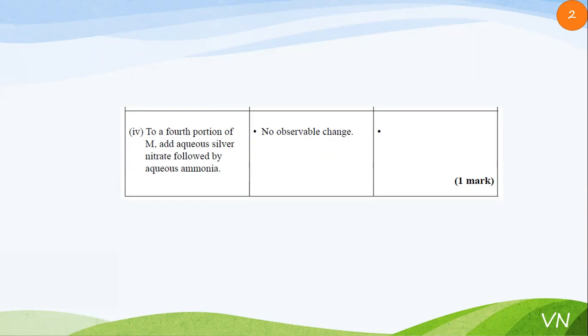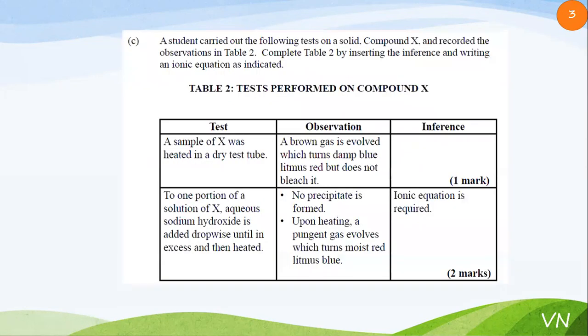Good, so correct, that's all, with no halide present. Or we can also say, you know what, that chloride, bromide and iodide ions are absent or not present. Good, so that is going to wrap up the second question. We go on to the third question.